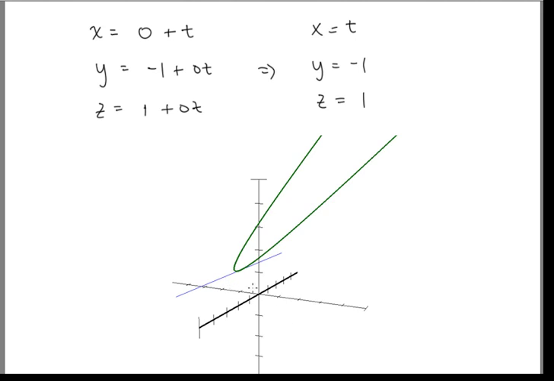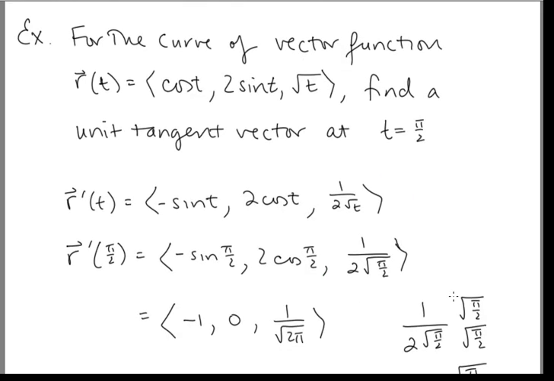That's our tangent line. Now for the first curve that we sketched, let's find a tangent vector there. In fact, let's find a unit tangent vector there. So for the curve of the vector function r of t equals cosine t, 2 sine t, radical t, find a unit tangent vector at t equals pi over 2. Well, what does it mean to be a unit tangent vector? It means it needs to be a unit vector. So we need to find a tangent vector and then scale it so that it has length 1.